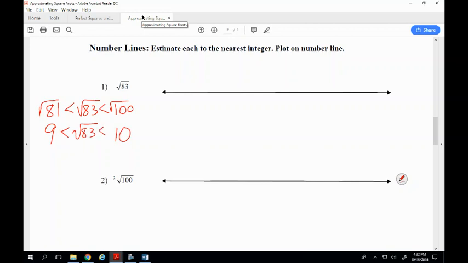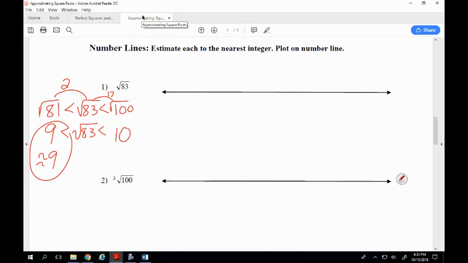And again, we want to figure out, is it closer to 9 or is it going to be closer to 10? So we look at this gap. Between 81 and 83 is a gap of 2. Between 83 and 100 is a gap of 17. So the gap on the left side is much smaller, so we know our number has to be closer to 9 than 10.